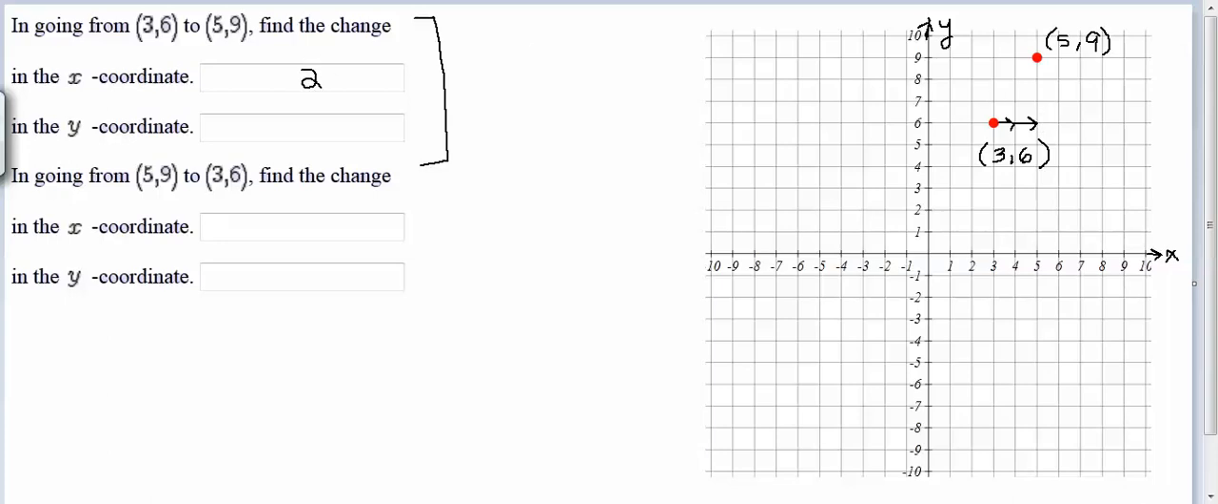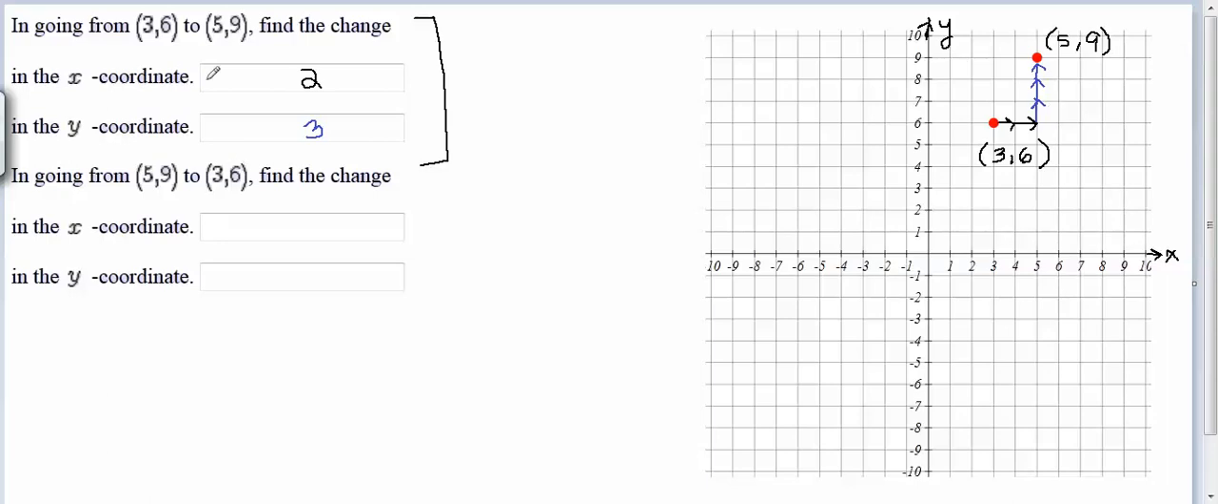Now for my change in the y direction, I need to go up 1, 2, 3 steps. So my change in the y direction would be 3. Notice that I use both of these numbers as positive. When I'm moving up in the y direction, that's considered positive. When I'm moving to the right in the x direction, that's also considered positive. Now let's look at the second part of the question.